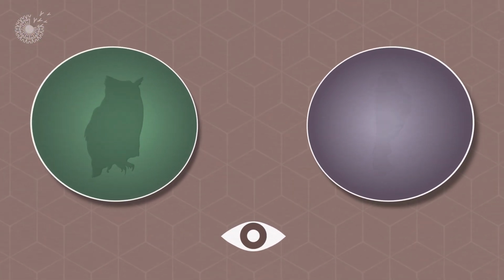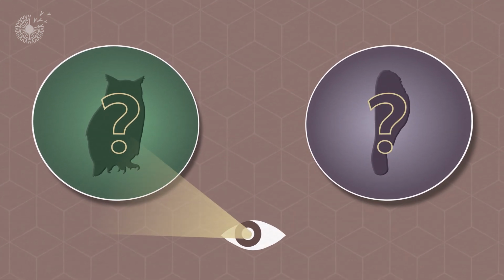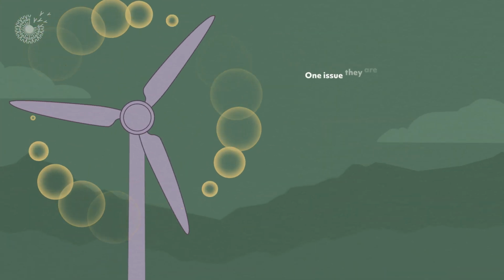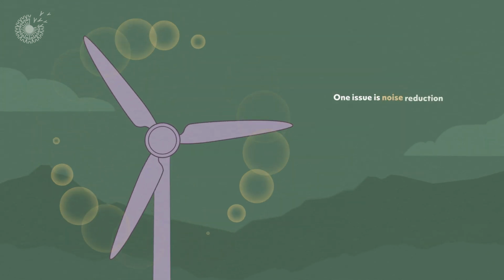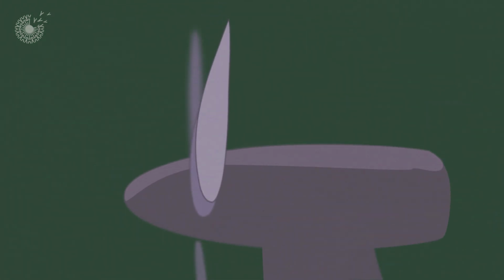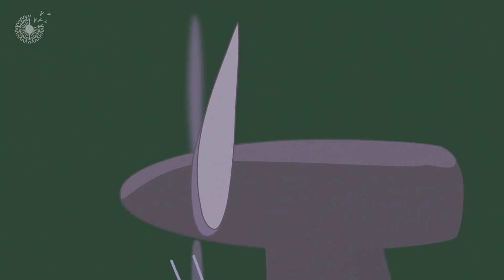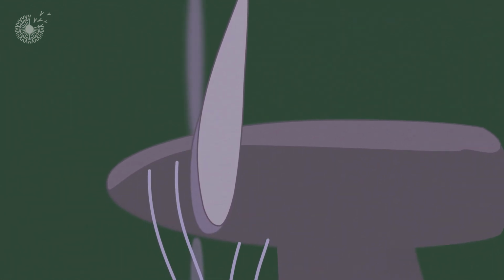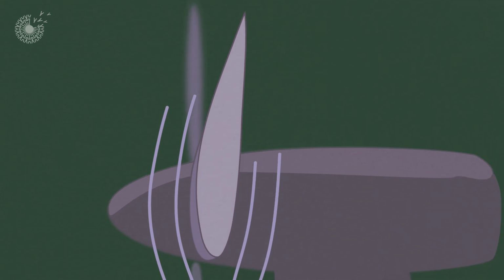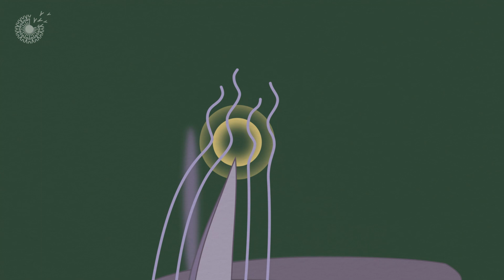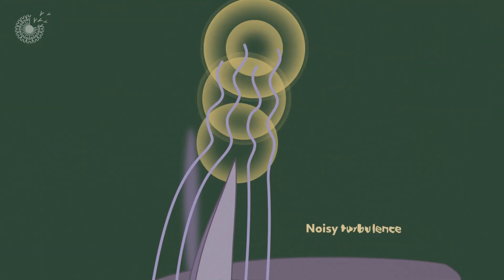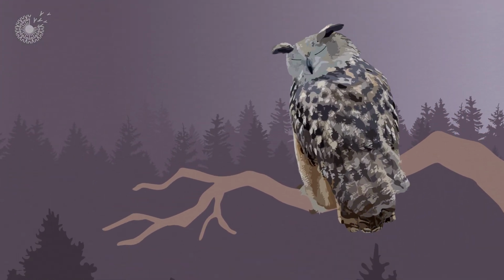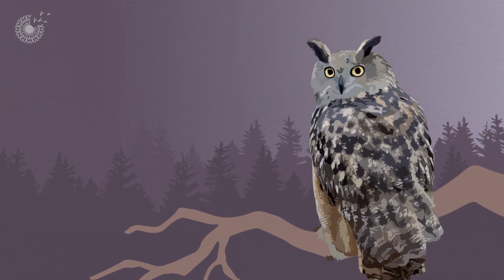Biome Renewables is one company looking to nature for models of how it can be done. One issue they're investigating is noise reduction. As a turbine blade slices through the air, it creates one airstream above and one below traveling at different speeds. When those two currents meet again behind the blade, they collide in an area of wild and noisy turbulence. To solve this problem, the team turned to the wisdom of the owl.